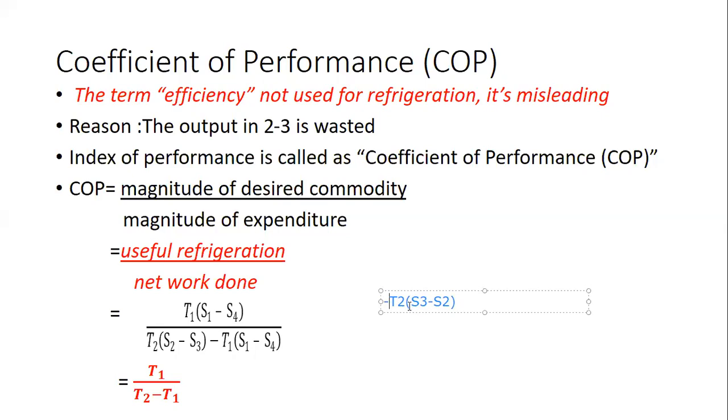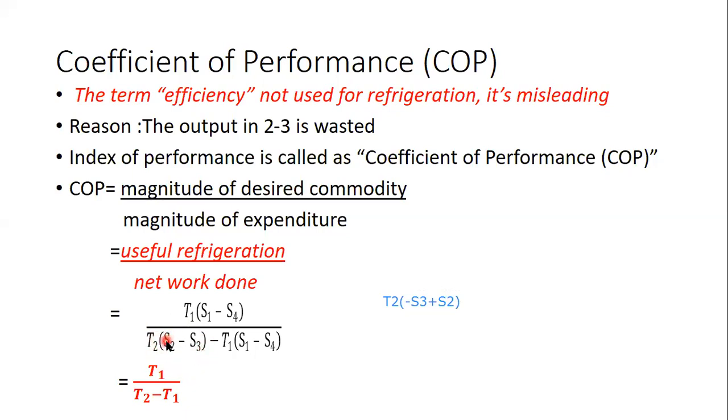So in order to remove that minus term, we can add a minus here at S3, and we can add a minus at S2, so it will become plus. So that is why T2 into S2 minus S3, that is what is shown over here. So the heat getting rejected is T2 into S2 minus S3.